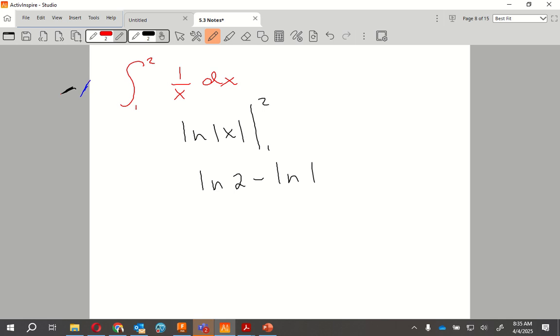And this is something that it's going to behoove you to try to memorize. What is ln of 1? 0. That's where it crosses the x-axis. So it's going to be 0. So this is going to save you a whole lot of time, effort, and brain aneurysms, just knowing that ln of 1 is going to give me 0. So my answer here is just going to be ln of 2.